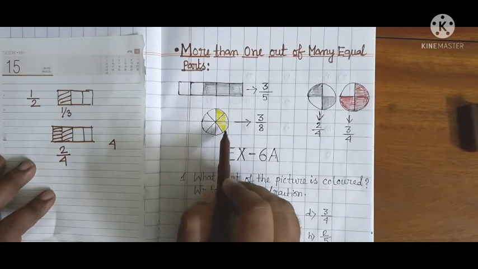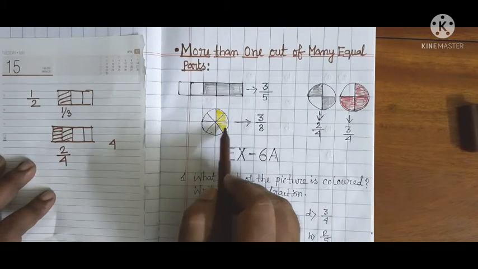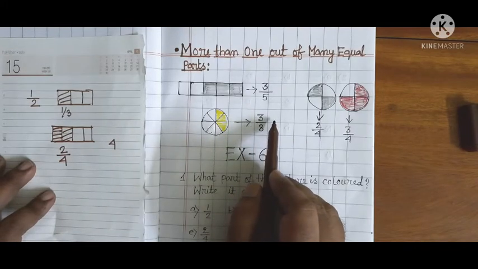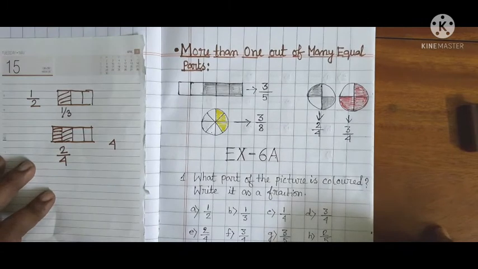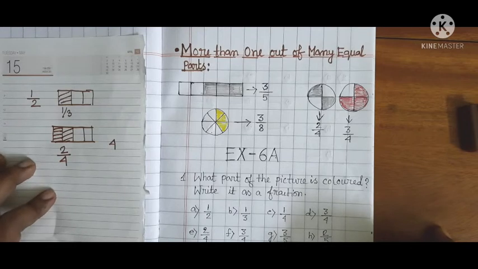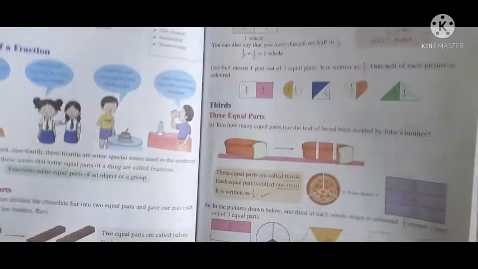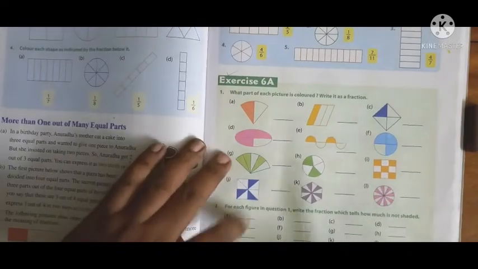Similarly, here it is a picture divided into 8 equal parts, and we shade 3 equal parts, so we can write it as 3 by 8. Okay, students, next we solve exercise 6A. Now see the book, and we find the chapter.